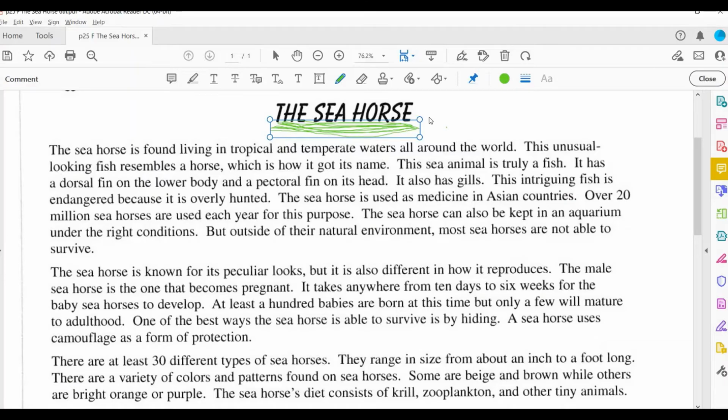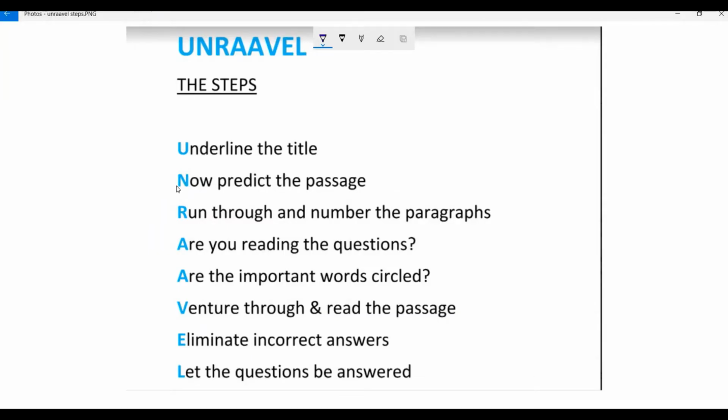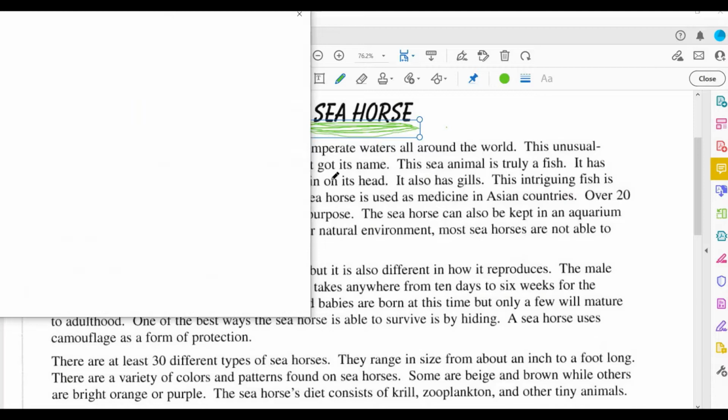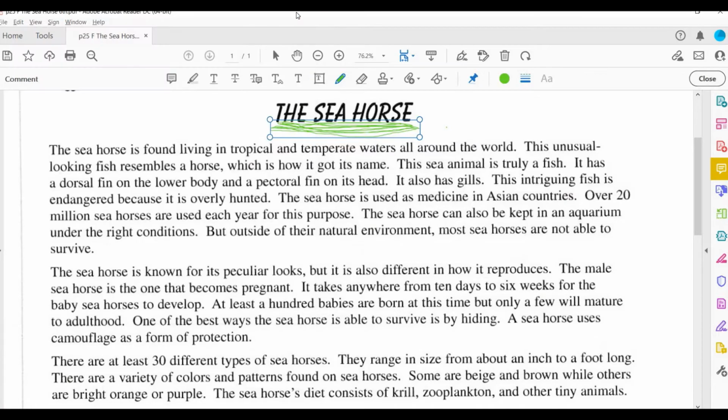So now we go to the next step of unravel, which is predict the passage. We saw that the title was the seahorse. So now you make a prediction. What do you think that this is going to be about? You might say, okay, maybe this is about the life of a seahorse or interesting facts about seahorses. So now you have set up the expectation for your reading, which is why you make a prediction of the text.